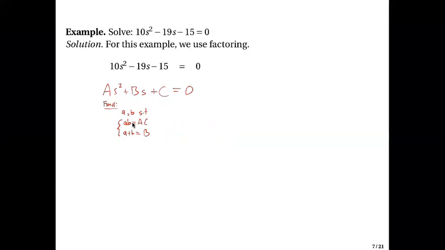So we want to find small a and small b such that the product AB is equal to AC, and then the sum A plus B is equal to capital B. What is AC? Our AC is equal to 10 times 15. This is equal to 150.